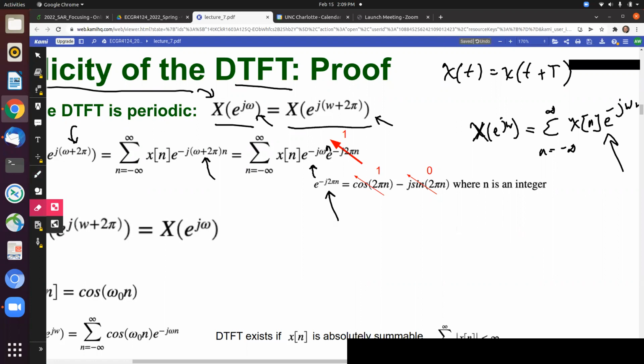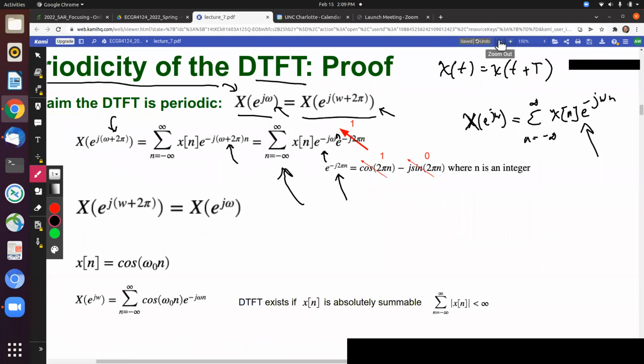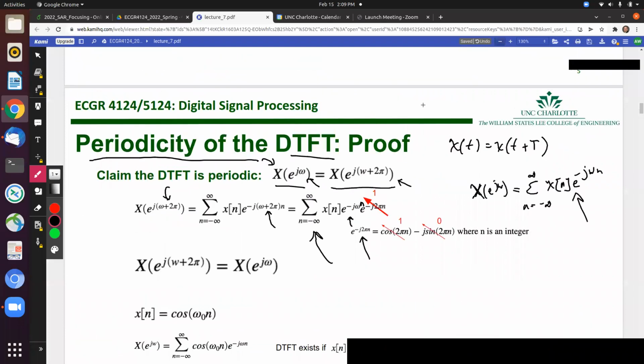Anyways, we use it, and it's important to understand, because now this is just the number 1, and what do we get? Well, this is just the same thing as X of e to the j omega. So once we eliminate this term crossed out in red, we find this is just x of n times e to the minus j omega n. And of course, that's our definition for X of e to the j omega.